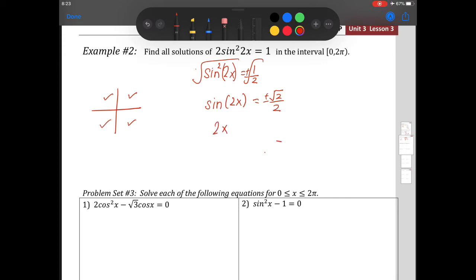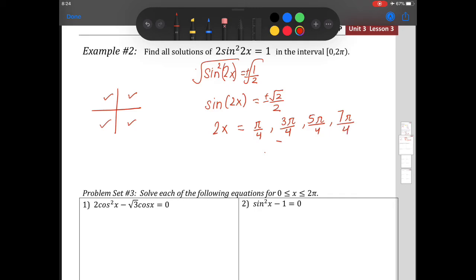So I know my 2x. First of all, this 2 with x just means that if you were to graph it, your period is now pi, or you're completing 2 cycles in 2 pi radians. That's what it means. So I know 2x is going to be pi over 4. It's all my pi over 4 family. 3 pi over 4, 5 pi over 4, and 7 pi over 4.